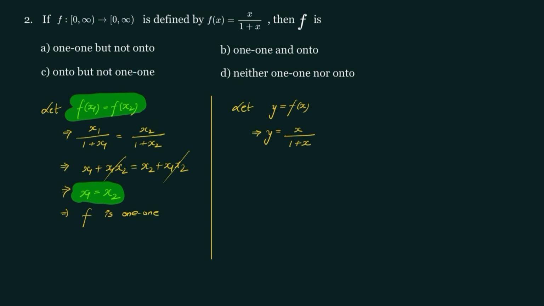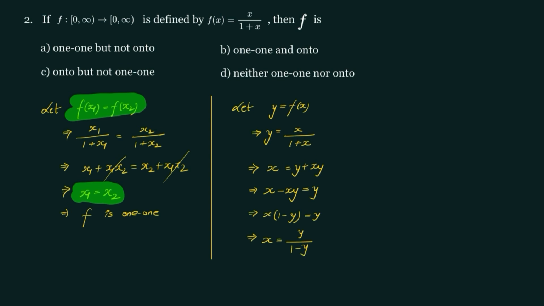Now I will try to express x in terms of y. So for that, let us cross multiply, then we will have this. Let us bring xy here, it will be equal to y. Taking x common, then it will be x times (1 minus y) equals y. So this implies x equals y over 1 minus y.